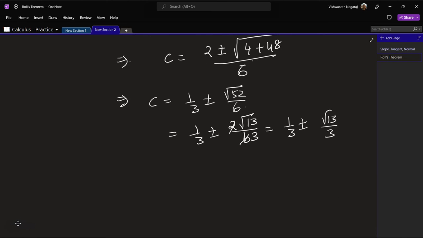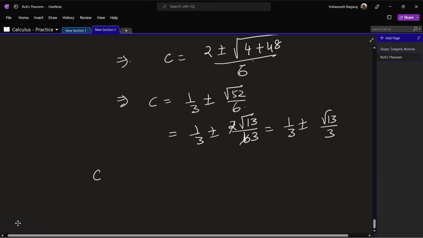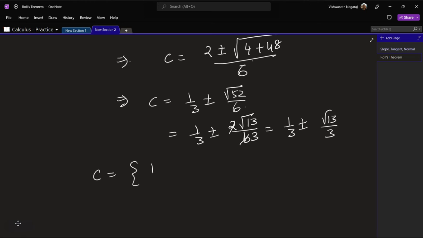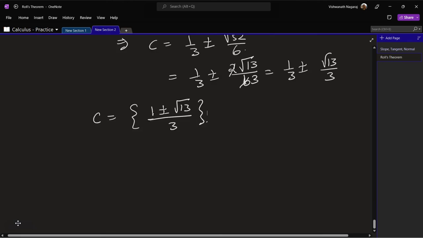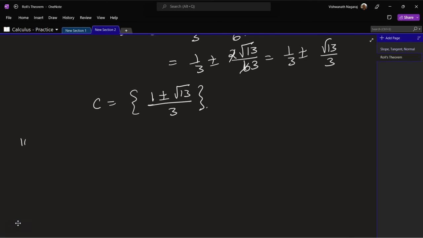Now, so we have two values. Again, we need to check whether both the values are there in the given interval. You can use the calculator to quickly figure it out. So you will realize that both the values are within the interval. So we can write it as 1 plus or minus root 13 by 3. Okay. Now let's look at the 10th one.